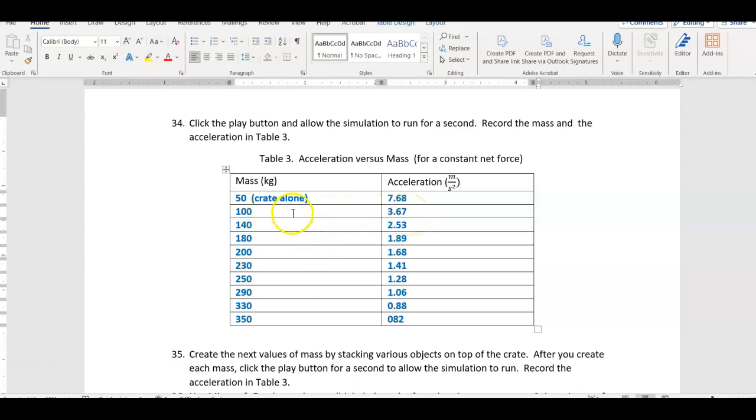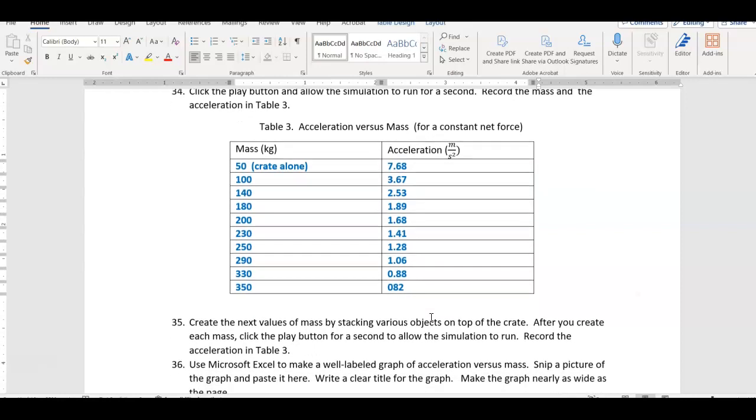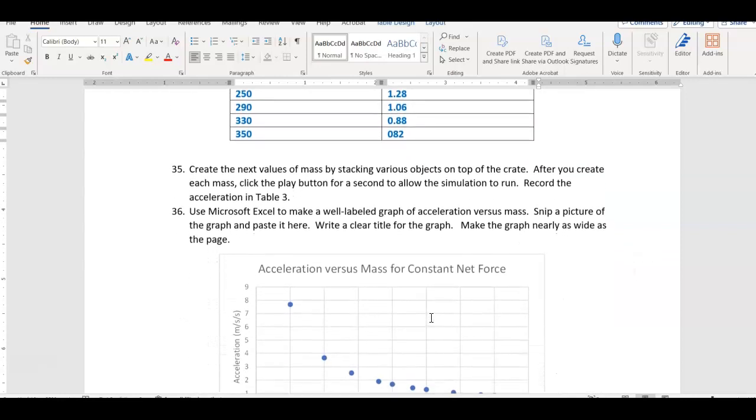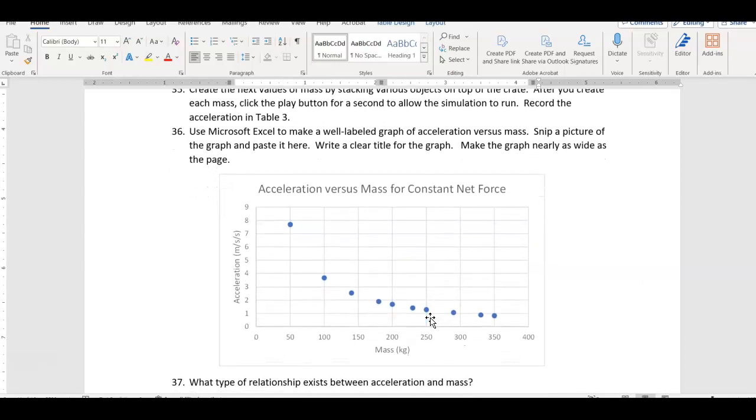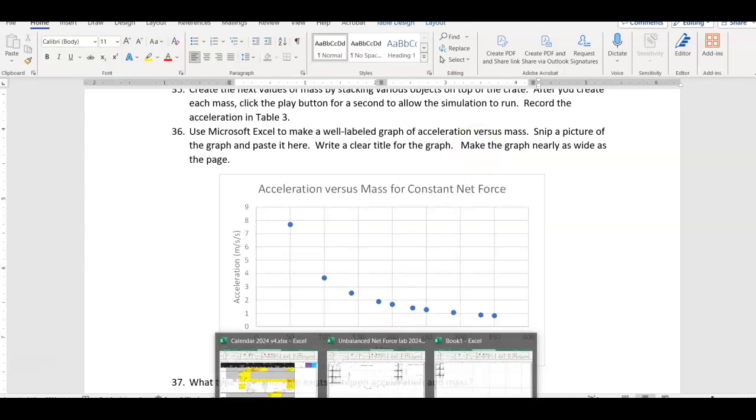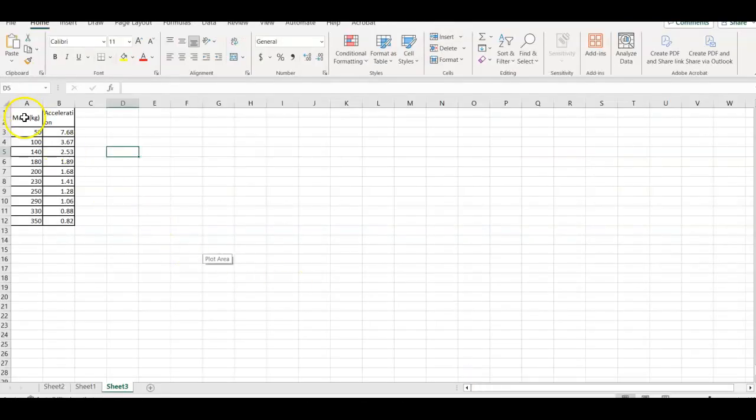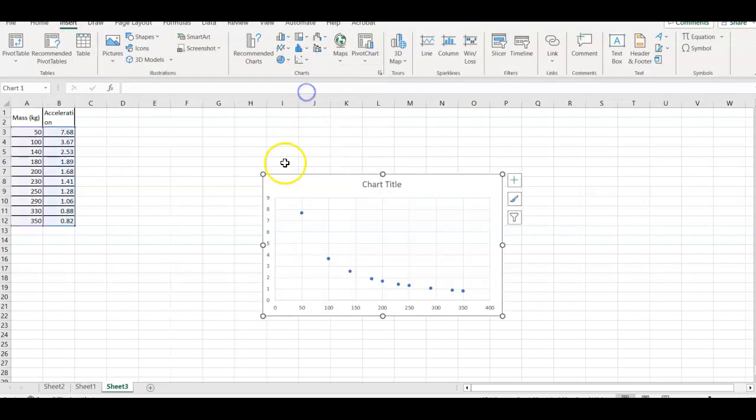Okay? And so I'm going to keep building this table with all of these combinations of masses, and then I'll record the acceleration. Once you've completed table 3, then you want to use Microsoft Excel to graph the acceleration versus mass. To do that, I'm just going to put my data from table 3 in Excel, and then I'm going to make a scatter plot. So I'll highlight my data and insert a scatter plot.